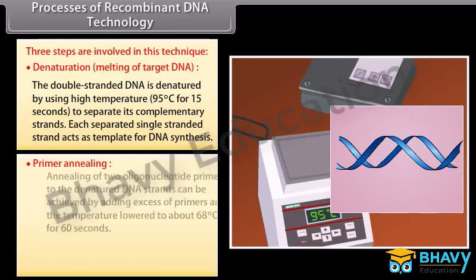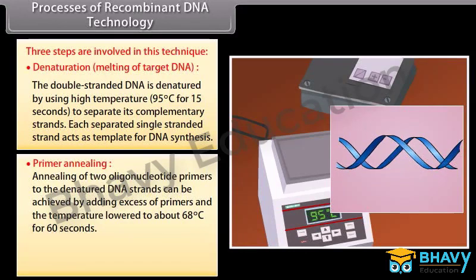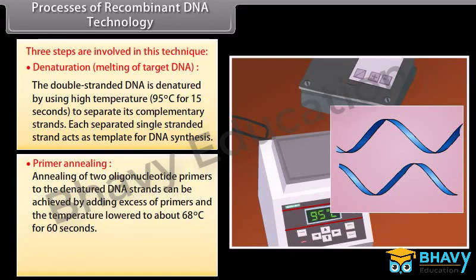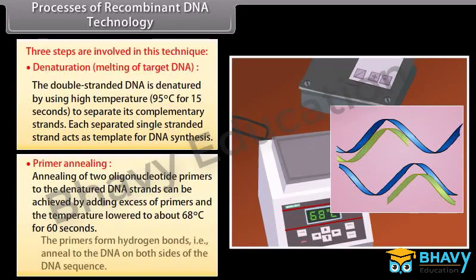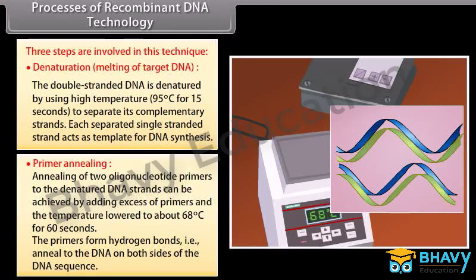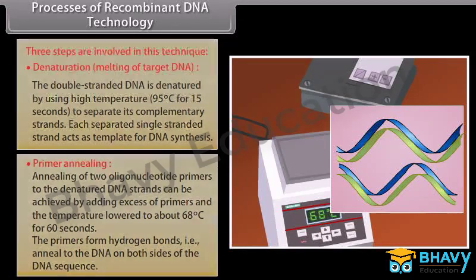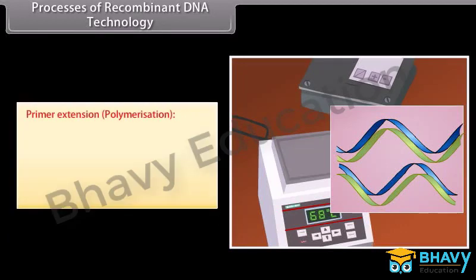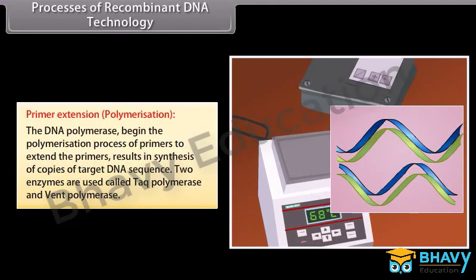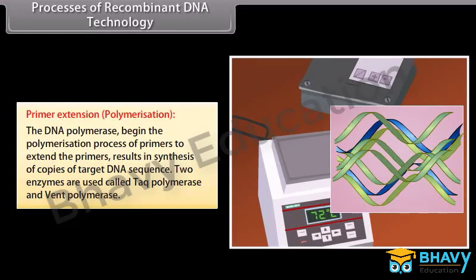Primer annealing. Annealing of two oligonucleotide primers to the denatured DNA strands can be achieved by adding excess of primers and the temperature lowered to about 68 degrees Celsius for 60 seconds. The primers form hydrogen bonds, that is, they anneal to the DNA on both sides of the DNA sequence. Primer extension, polymerization. The DNA polymerase begins the polymerization process of primers to extend the primers, which results in synthesis of copies of target DNA sequence. Two enzymes are used, called Taq polymerase and Vent polymerase.